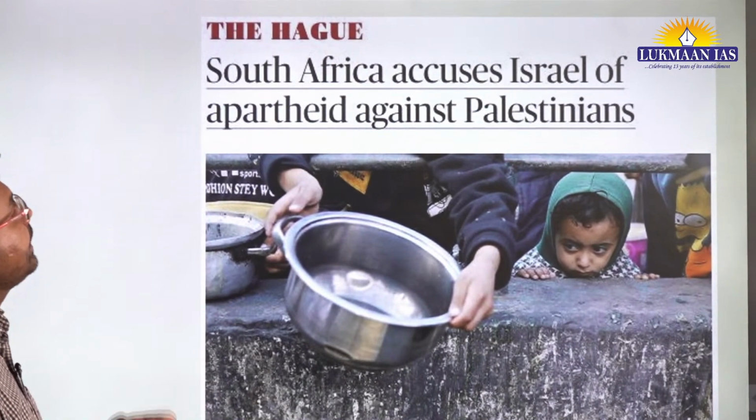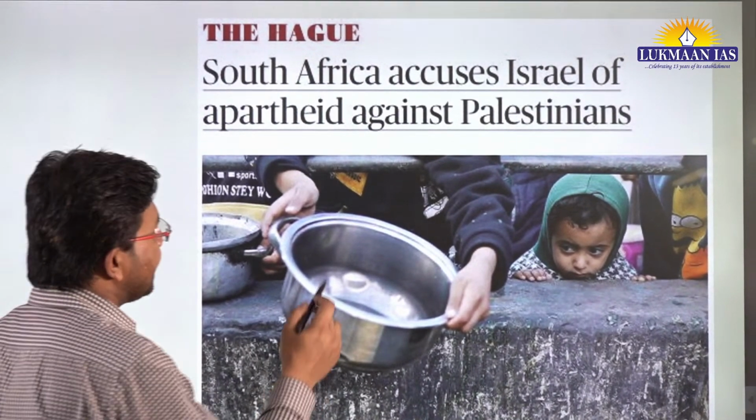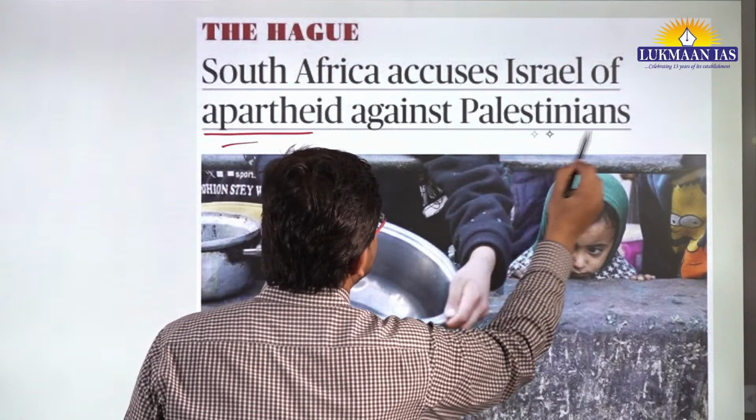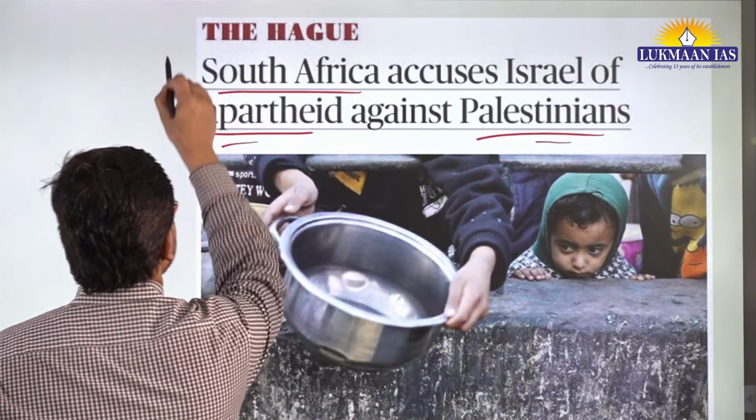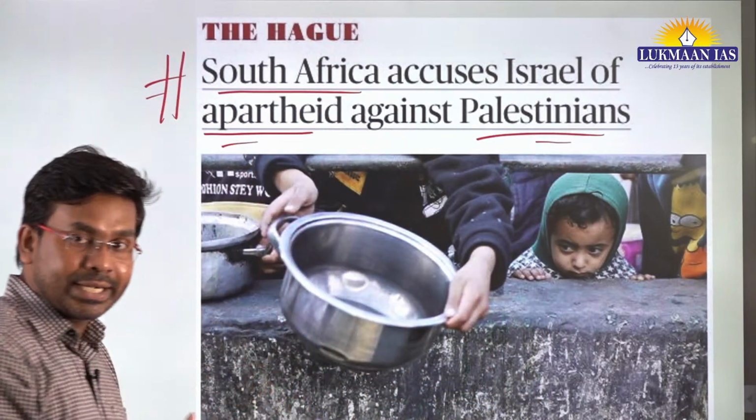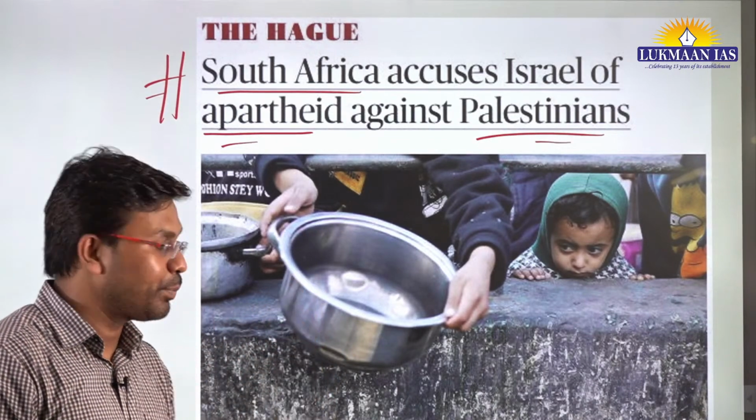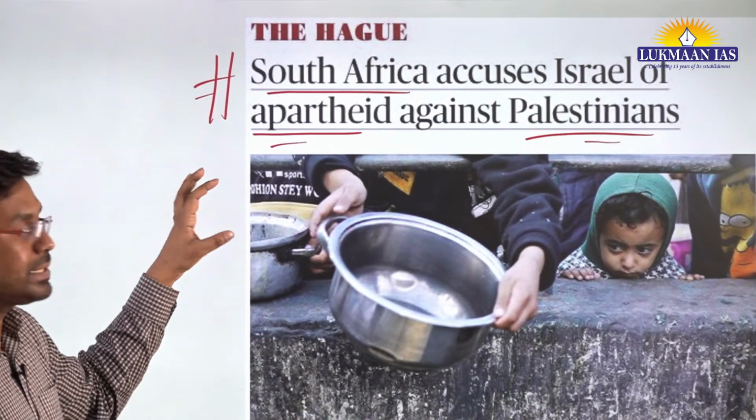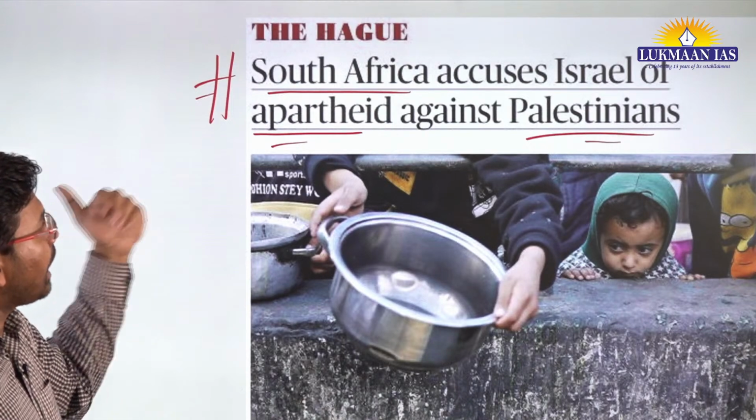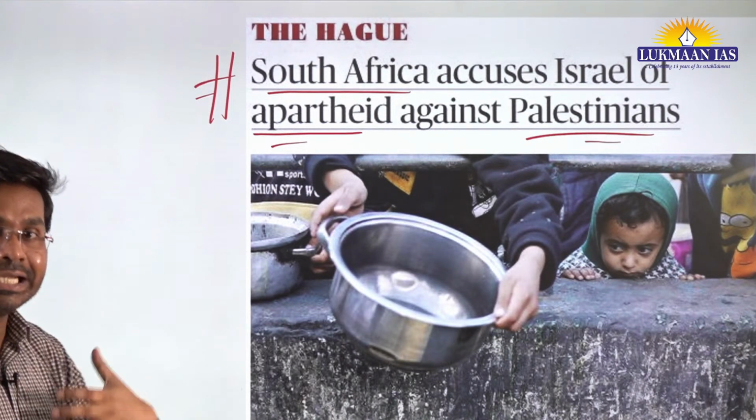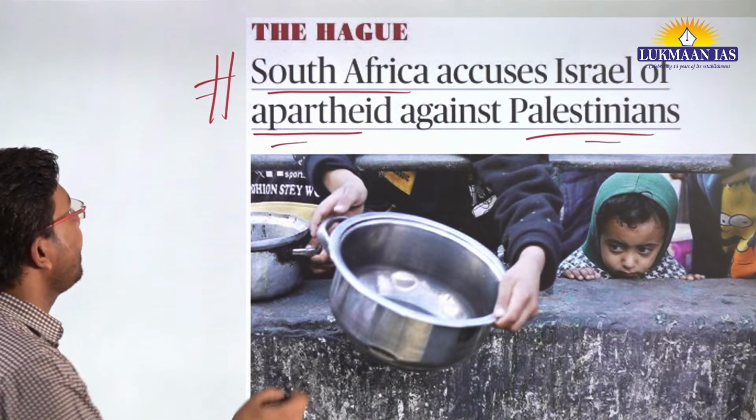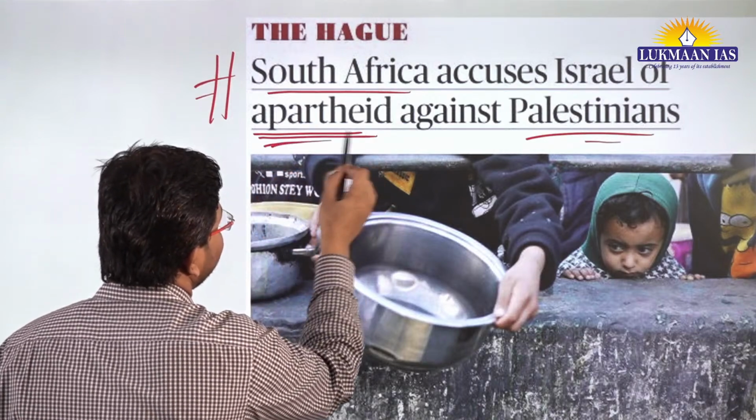It says South Africa accuses Israel of apartheid against Palestinians. Okay, South Africa. So we know South Africa is the country which is located in the African continent. It is located in the southern portion of Africa. So what happens in South Africa basically? South Africa itself has gone through a phase of apartheid.